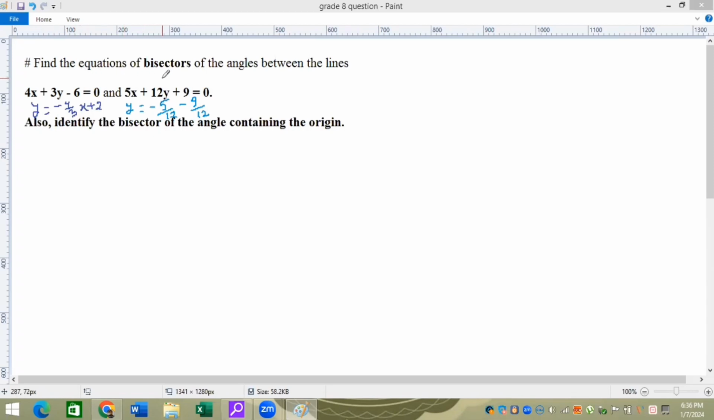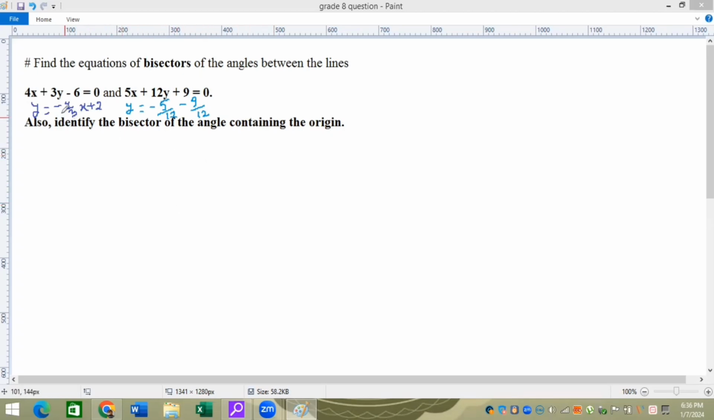Again, find the equations of bisectors of the angles between the lines 4x plus 3y minus 6 equals 0 and 5x plus 12y plus 9 equals 0. And then also you have to identify the bisector of the angles containing the origin. So here in this case, firstly we have to find the equations of bisectors of the angle between these two given lines, and then we have to identify the bisector of the angle containing the origin.